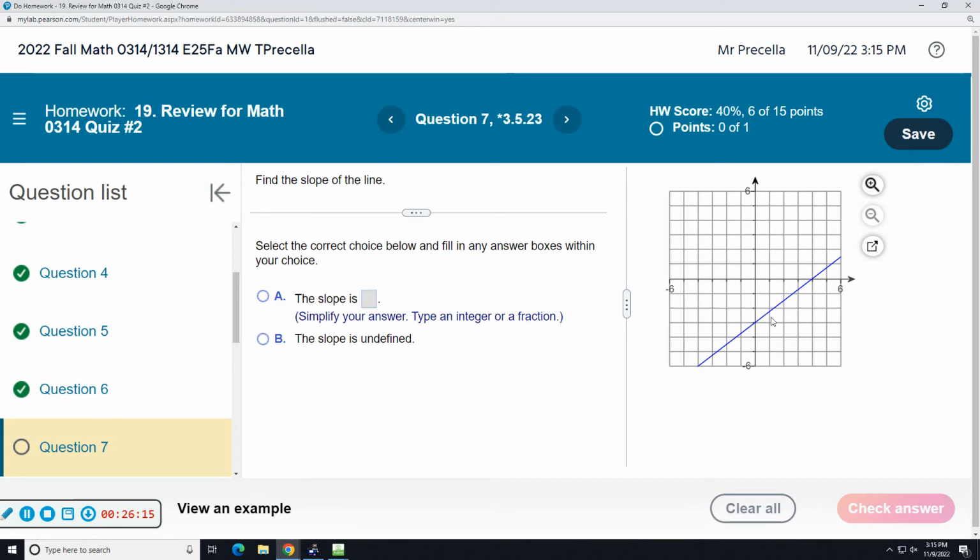Yes, we could just use the slope formula. If you don't like using rise over run, I can clearly tell 2 points on this line. That would be the point left, right, 0, down 3. So we'd have the ordered pair 0, negative 3. And what's the other point? 1, 2, 3, 4. So 4, 0.